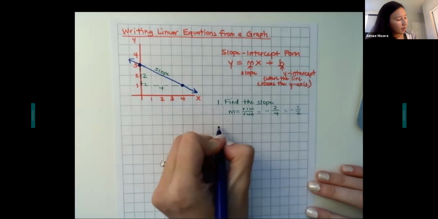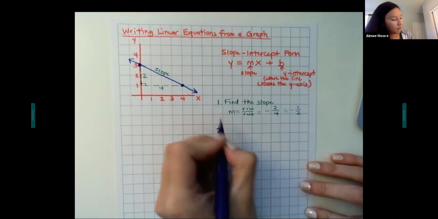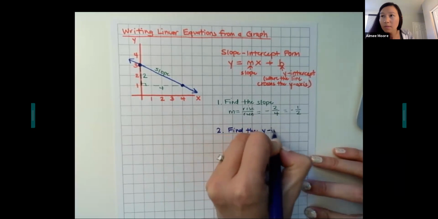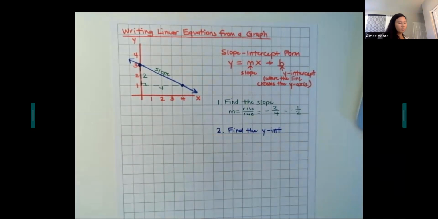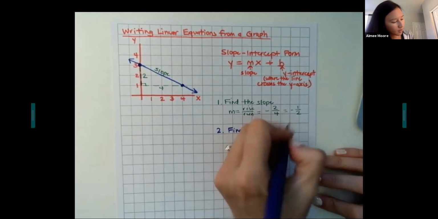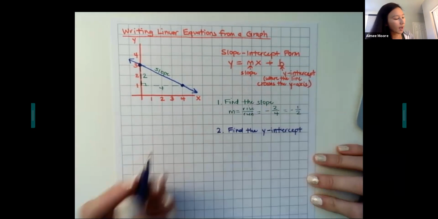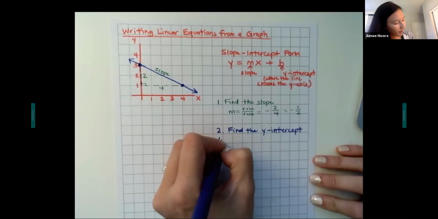Okay. The next thing is you need to find the y-intercept. So we said the y-intercept is where the line crosses the y-axis. So I'll write that again.